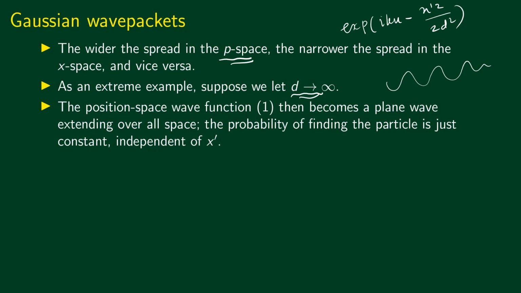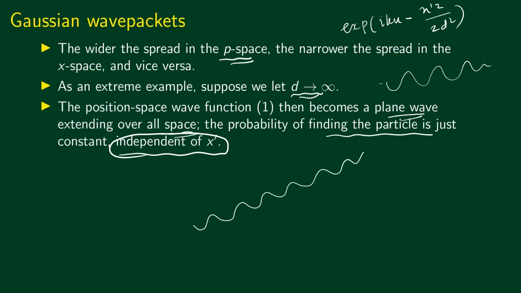Now the position space wave function becomes a plane wave extending over all space. The probability of finding the particle is just a constant independent of x prime. So if we take d tends to infinity, the probability of finding the particle is just a constant, because we get a plane wave which is spread out over the entire space. Now I am drawing only the real part here. We could also draw the imaginary part.